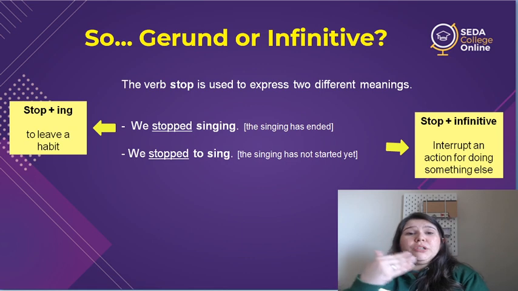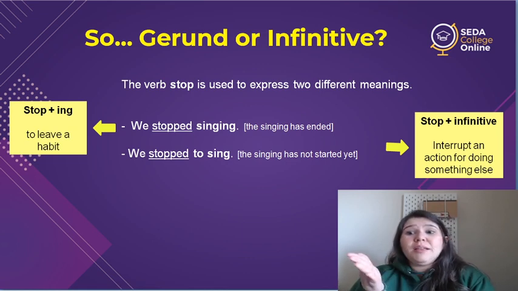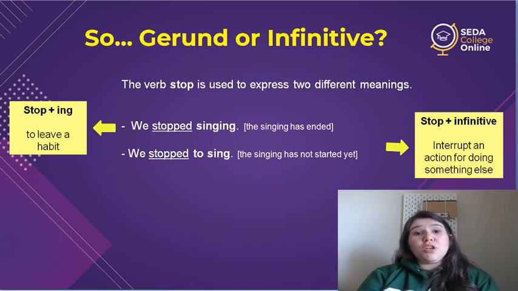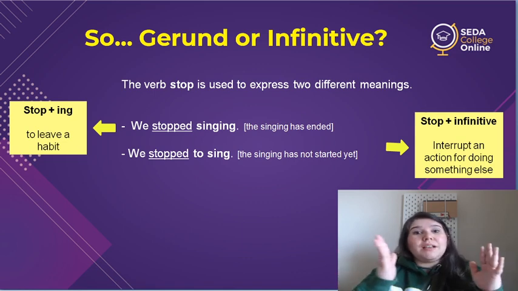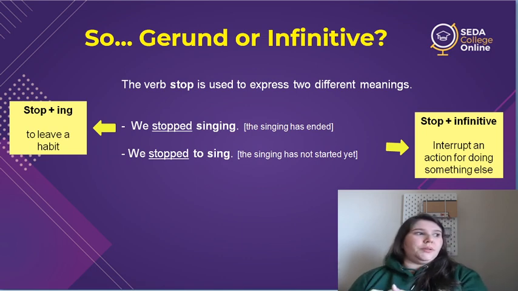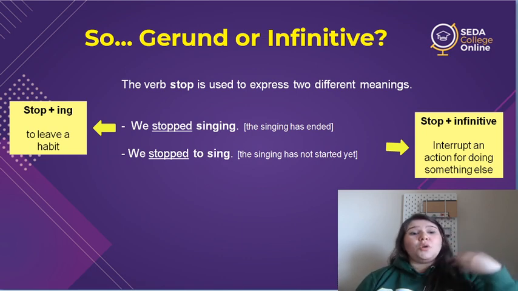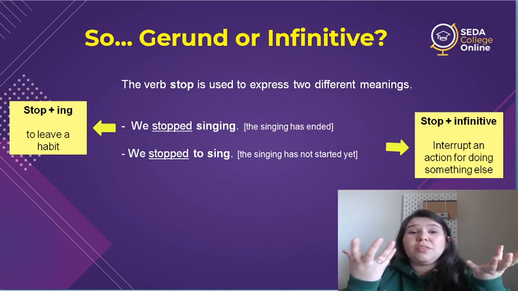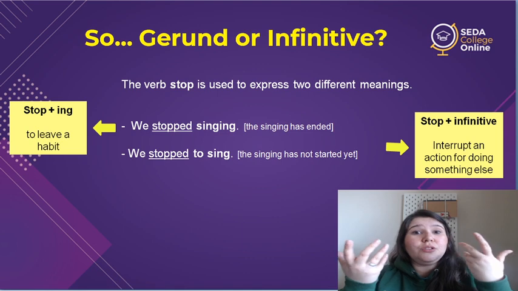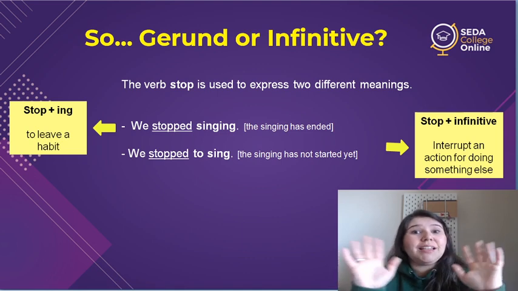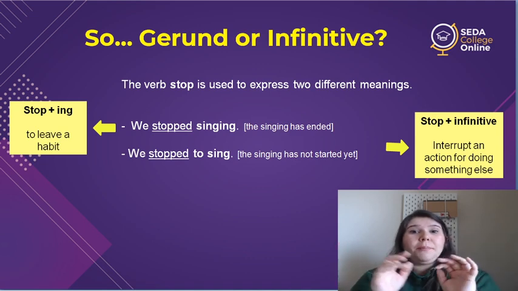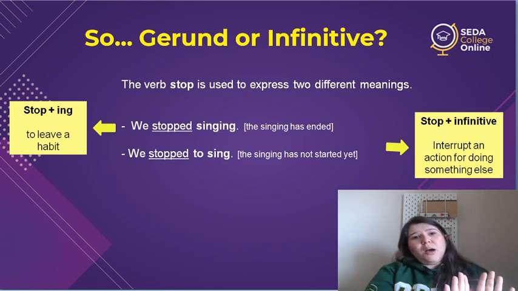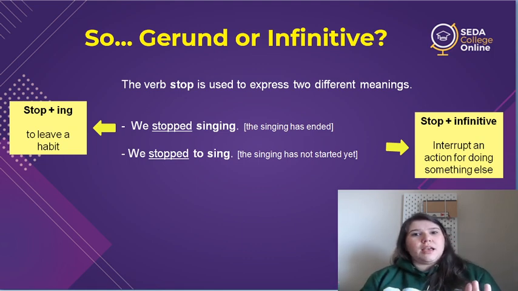When we use stop plus infinitive, it means that an action was interrupted for doing something else. So let's say we were driving and we stopped to sing. It means I finished one action to start another one. Yeah? Can you see the difference? So when I use the verb stop with the gerund, it means something I used to do, a habit that I had that I stopped doing completely. When I use stop plus infinitive, it means I was doing an action, I stopped that action to start something else.